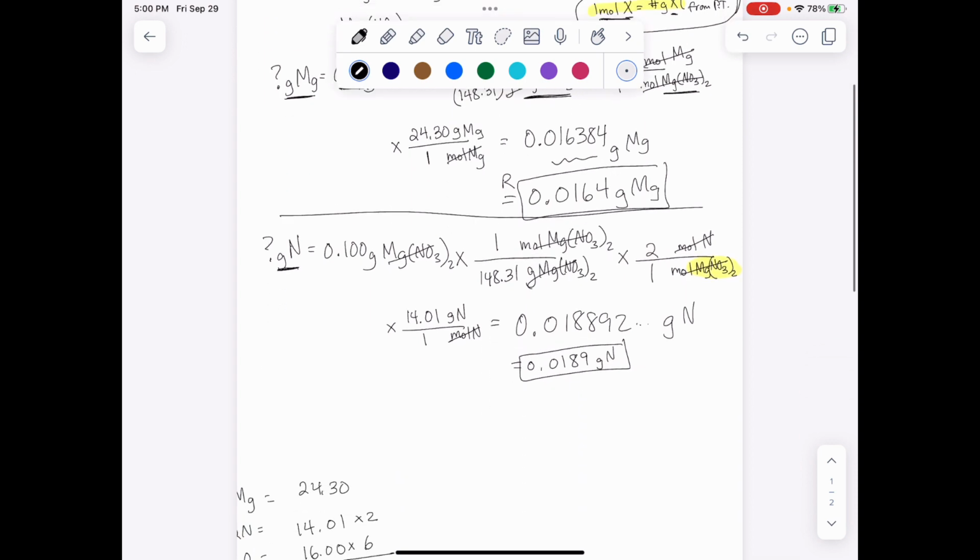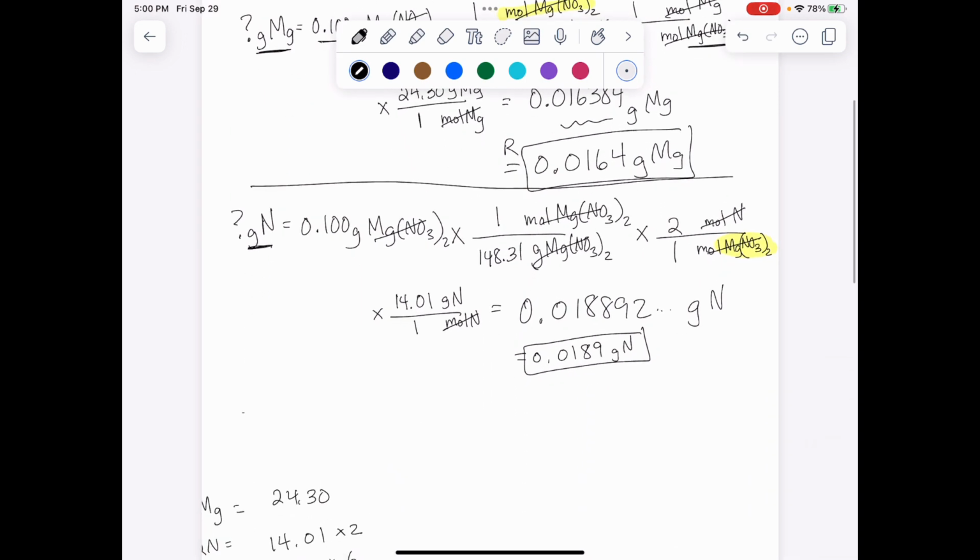We could go through the same process to figure grams of oxygen. That's the 3rd element. I'm going to do this really quickly so this video doesn't get too long. You're going to start exactly the same way. You're going to have to start with grams of magnesium nitrate, change it to moles of magnesium nitrate, but right here, you're going to convert it to moles of oxygen, not moles of nitrogen.